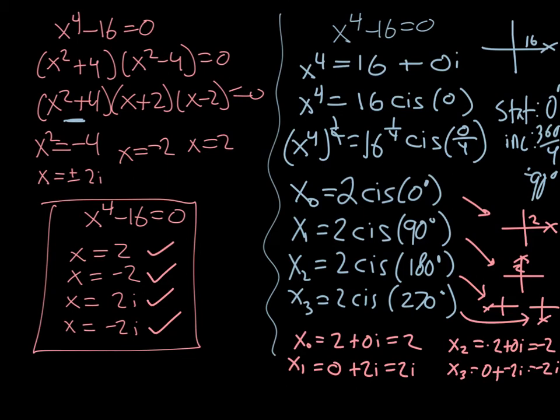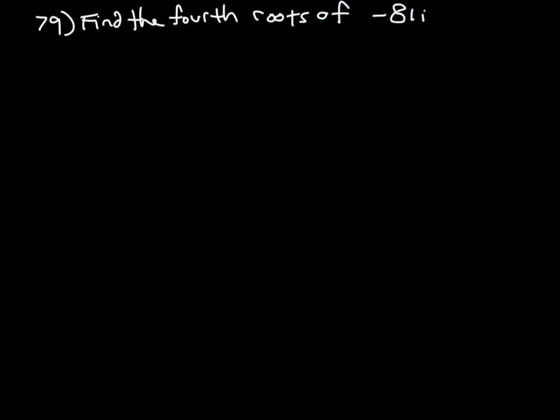Okay, now it seems maybe that's a lot of extra work for a problem like this, when we could have just factored. Right? But it can be really helpful for a more complicated problem. So here's an example of maybe a more complicated one. So this is find the fourth roots of -81i. This is actually one of your homework problems, number 79.